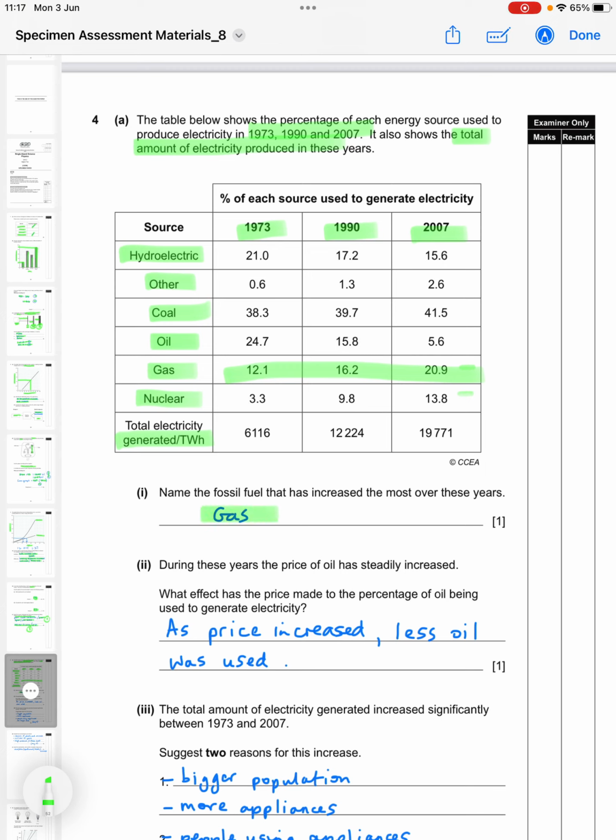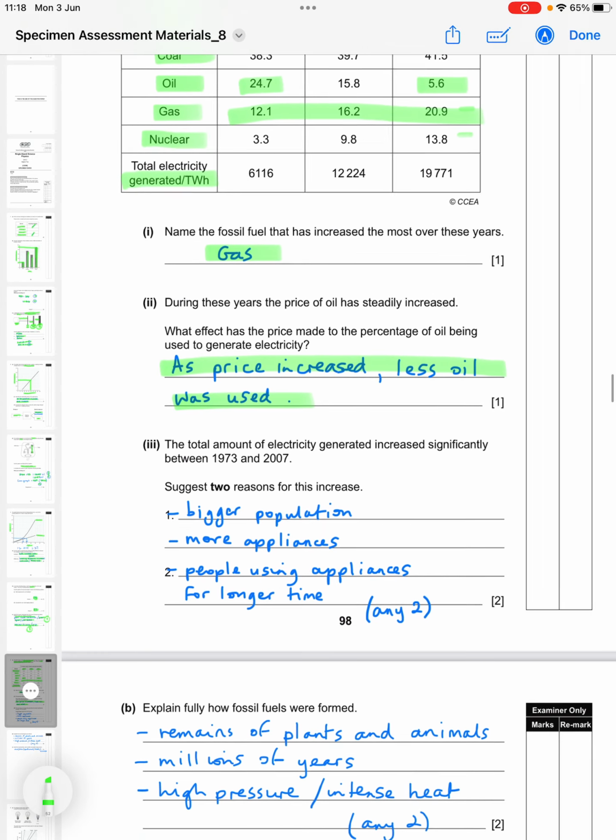Then during these years, the price of oil has steadily increased. What effect has the price made on the percentage of oil being used to generate electricity? So you can see here going from 24.7 down to 5.6%. So as the price increased, less oil was used.